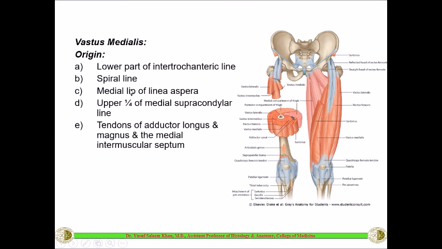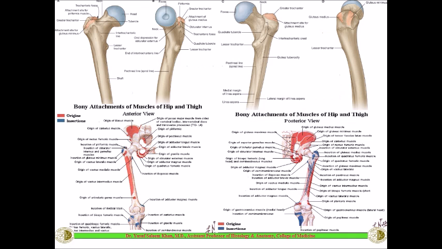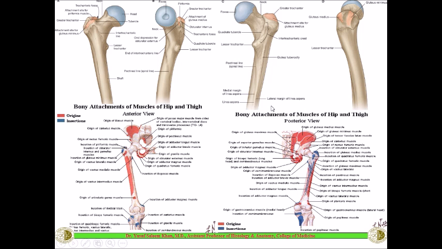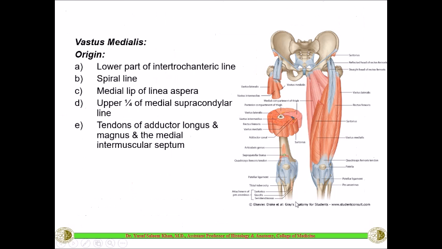Then it also takes origin from the medial lip of the linea aspera. So the vastus lateralis was taking origin from the lateral margin. Now this will continue below from the medial margin, so it is just opposite to the vastus lateralis origin. And the upper 1/4 of the medial supracondylar line. So it also continues below up to here, and it takes origin from the upper 1/4 of the medial supracondylar line, and the tendons of the adductor longus and magnus and the medial intermuscular septum.